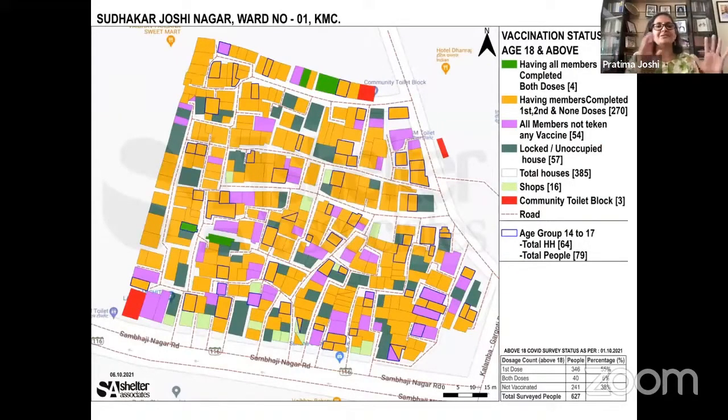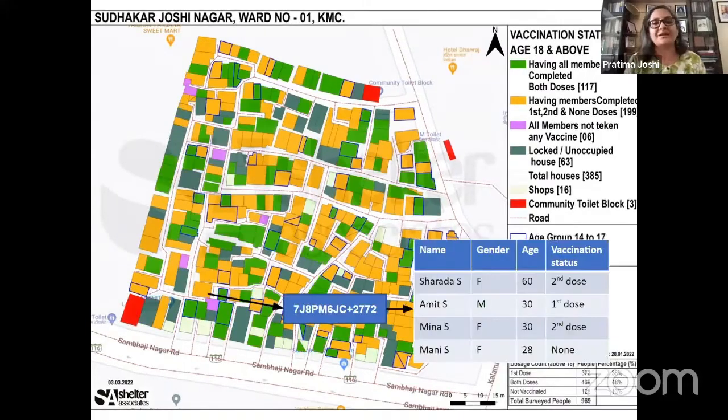If you see this map, this is one of the slums in Kolhapur. The green ones, where all members have taken both doses, were only 4 families. The orange ones are partial, with family members having completed maybe the first dose, second dose or none. And 54 families who had not taken a single dose are the ones you see in pink. Now, what was the after? After we shared this data, we ran vaccine camps. You find the green ones really went up tremendously. You had 117 households with every person having taken the first dose.